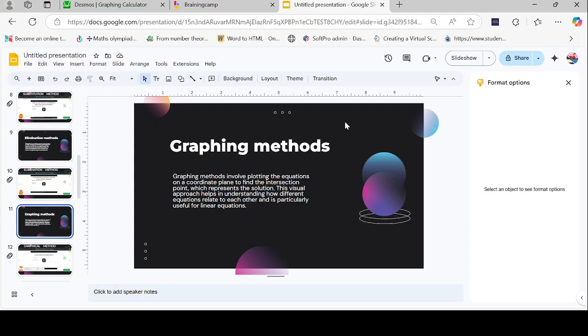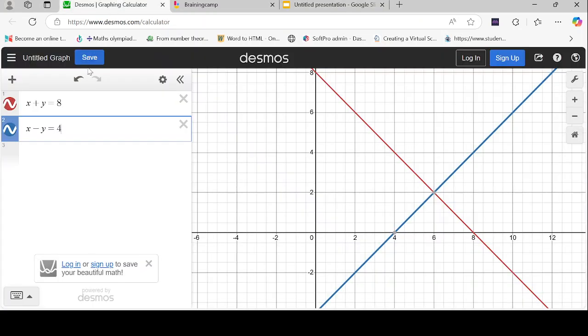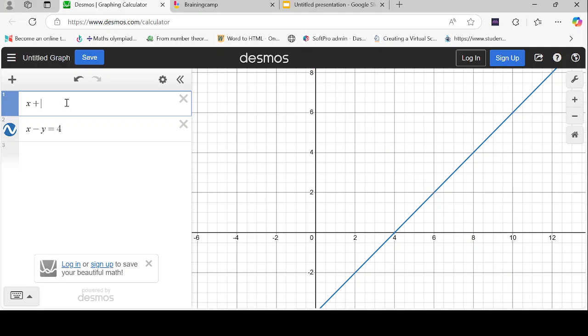The graphical method involves plotting the equations on a plane to find the intersection point, which represents the solution. This visual approach helps in understanding how different equations relate to each other and is particularly useful for linear equations. So I'm going to show you how to use Desmos in plotting graphs. Remember, that's part of our objective for this lesson.